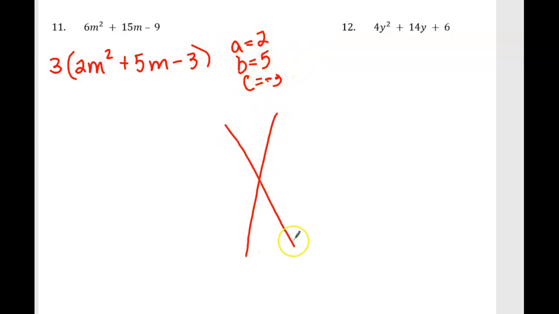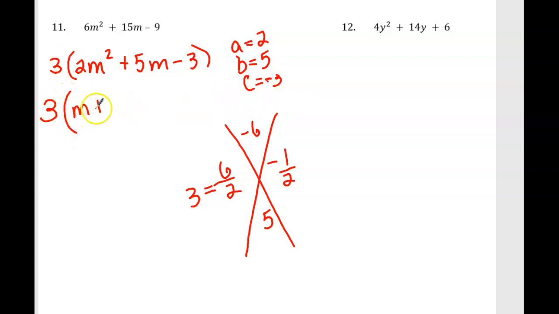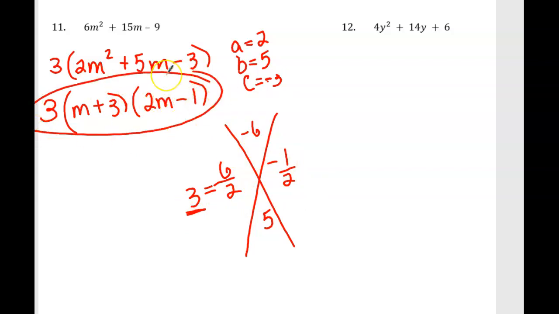I make my X. A times C is going to be a negative 6, and I have a positive 5. The two numbers I multiply to get negative 6 would be 6 times negative 1, because when added together it becomes 5. I'm then going to divide by that leading coefficient, and I'm going to simplify. So 6/2 is 3. And I'm not going to forget, my variable is m, so I already factored out a 3, and this is going to be m plus 3, because on the left side I have this 3, but on the right side I've got 2m minus 1, and there it is.